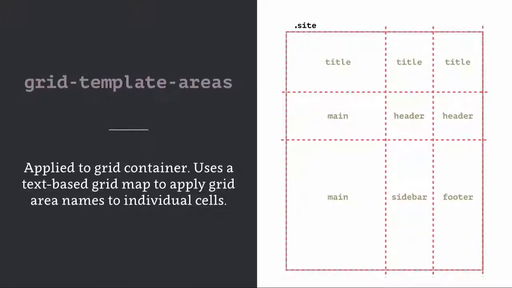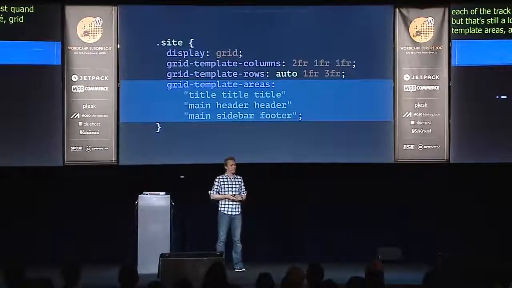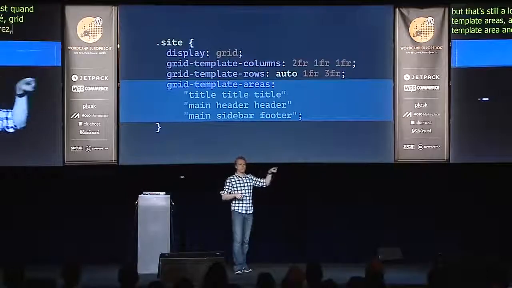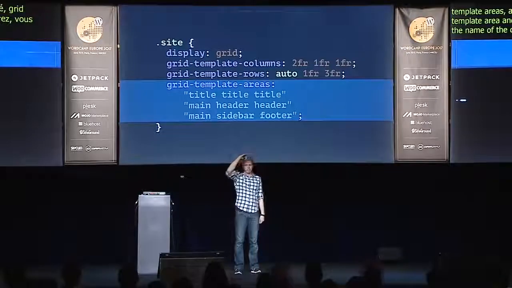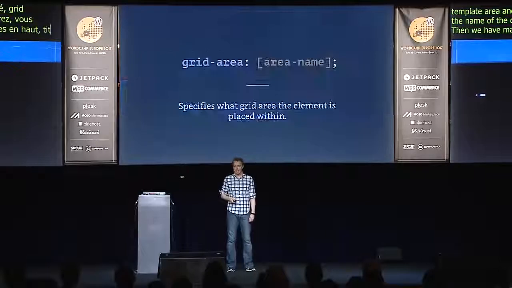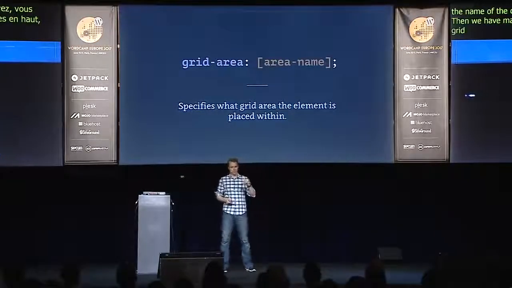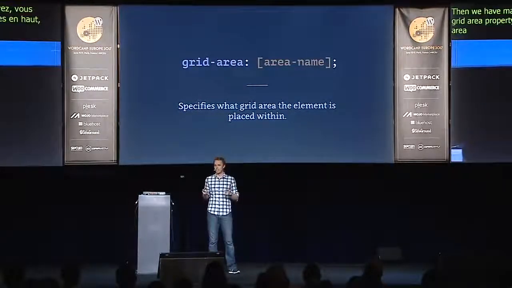So we have this new property called grid template areas. And grid template areas is nuts. It's almost like ASCII. You declare grid template areas, and then you write out each of the cells in your grid, and you say, what is the name of this cell? So for instance, here, I have the 3 cells at the top are title, title, title. And then we have main, header, header, and main, sidebar, footer. Then you use the grid area property on individual child items, and you just declare the name of the area you want that element to appear in.